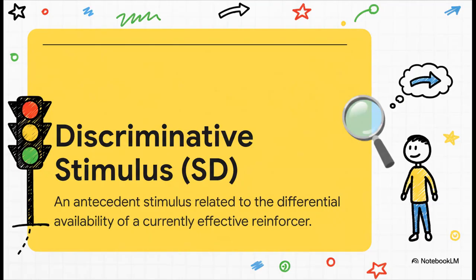And there's a technical name for that red light, for that signal. We call it the discriminative stimulus, or SD for short. You can think of the SD as a big flashing sign from the environment that says, hey you, if you do this specific thing right now, something good is going to happen. It's all about signaling that reinforcement is available.